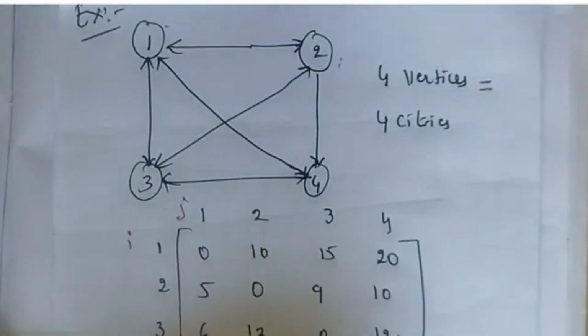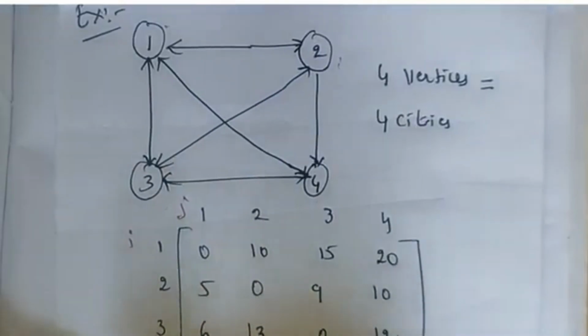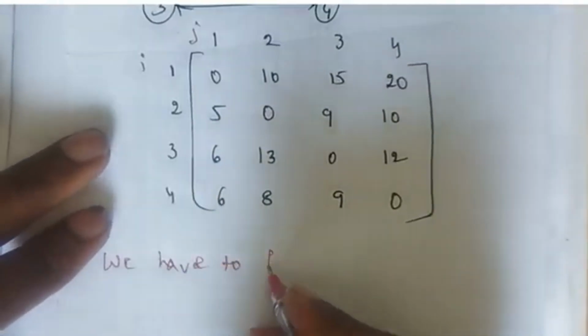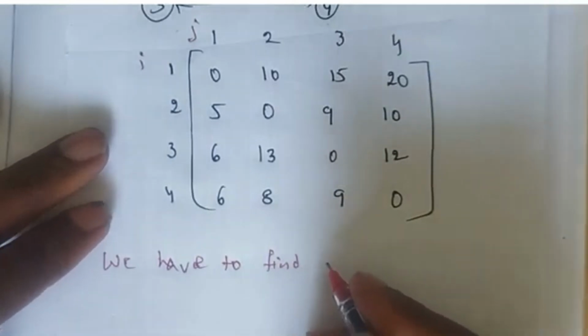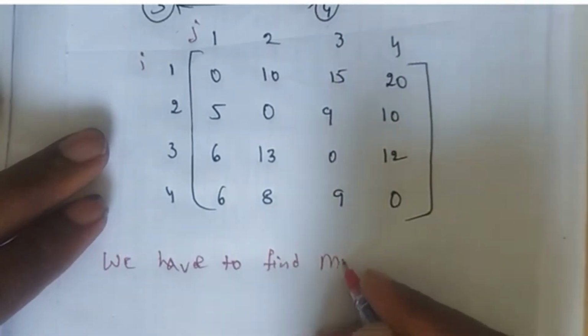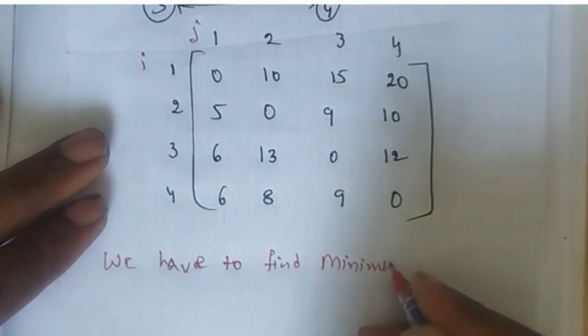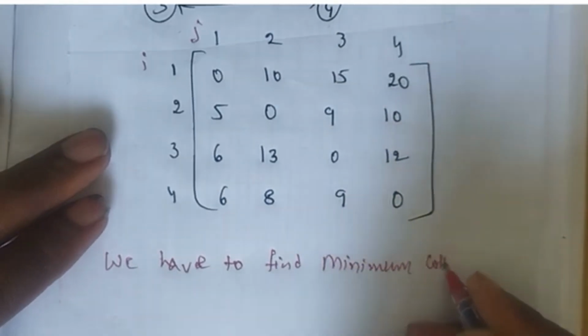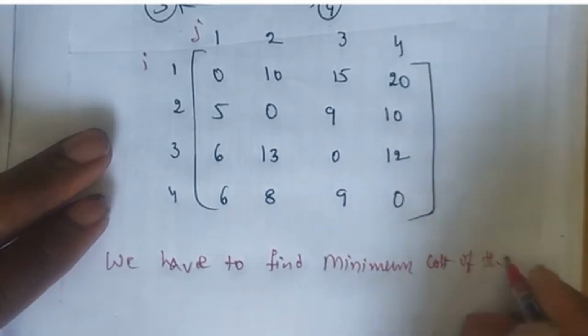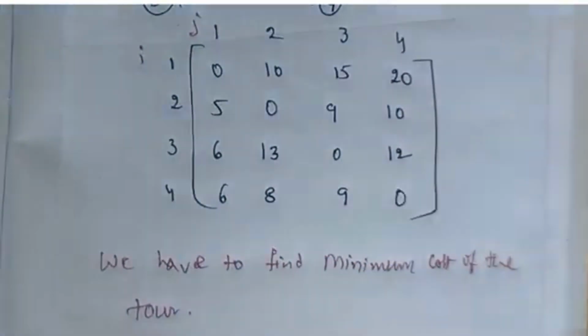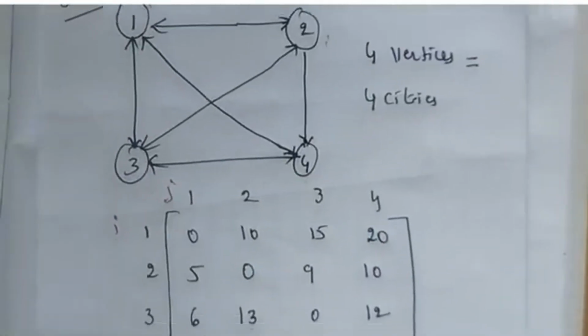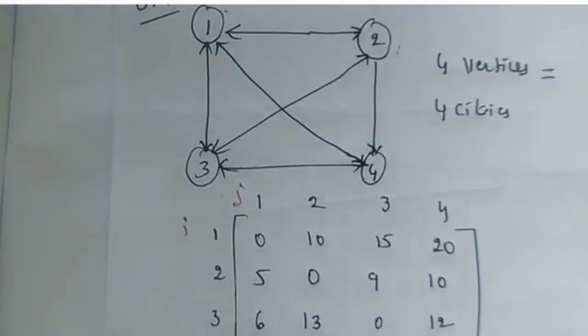What we have to do here, we have to find out, here, this is the example problem. We have to find out the minimum cost of the tour. Okay, this is the example graph and example values. Okay, let's start our tour.